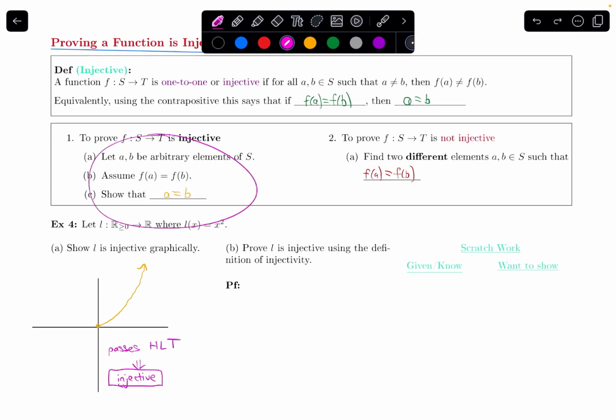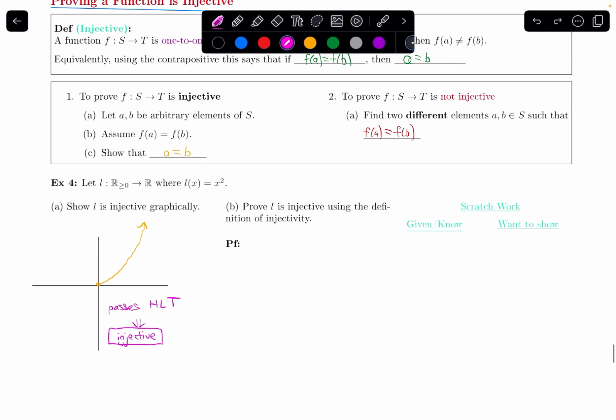So we're going to use this structure to prove this thing. Let's start off our proof with scratch work as we typically do. What is it that I'm given, that I know, that I get to assume is true? Well, we get to assume that a and b are in the domain, which is the reals that are greater than or equal to 0. And we also get to assume f of a is equal to f of b. We assume that those things are true. And what I want to show at the end of this is that a has to be equal to b.